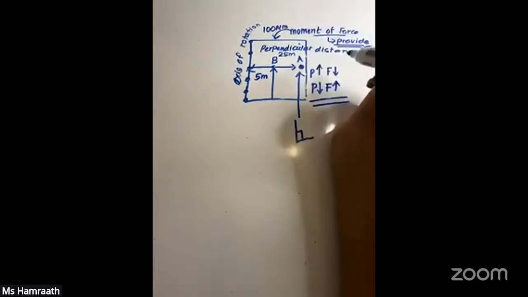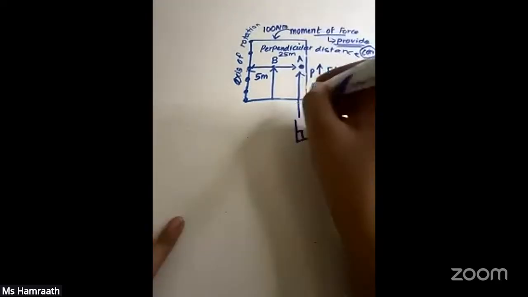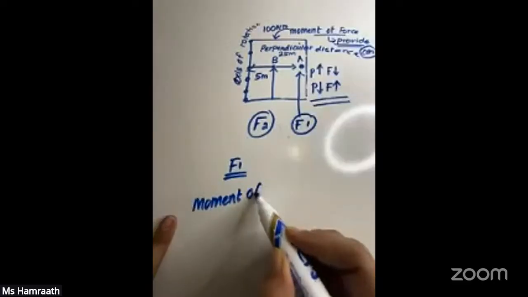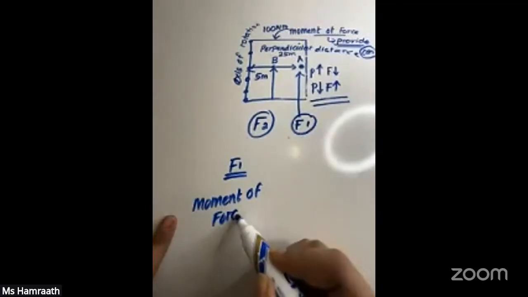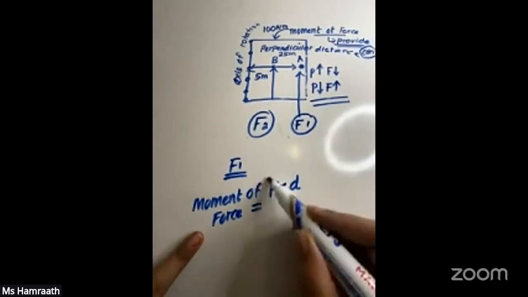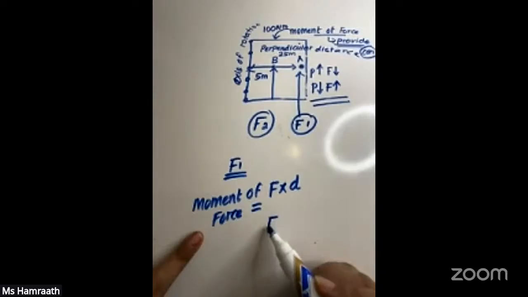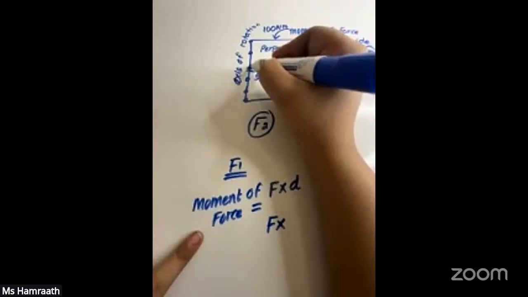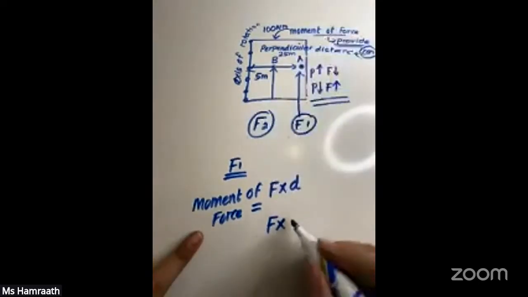Now, how can I find the force 1? Let me say they're asking you to find the value of force 1 and the value of force 2. So how are we going to find the value of force 1? Let me put the heading as force 1. What is our equation for moment of force? Moment of force equals force into distance. Do we know the force? We don't know. Put it as it is. And then D, what is our whole distance from A to the axis of rotation? That is 25.